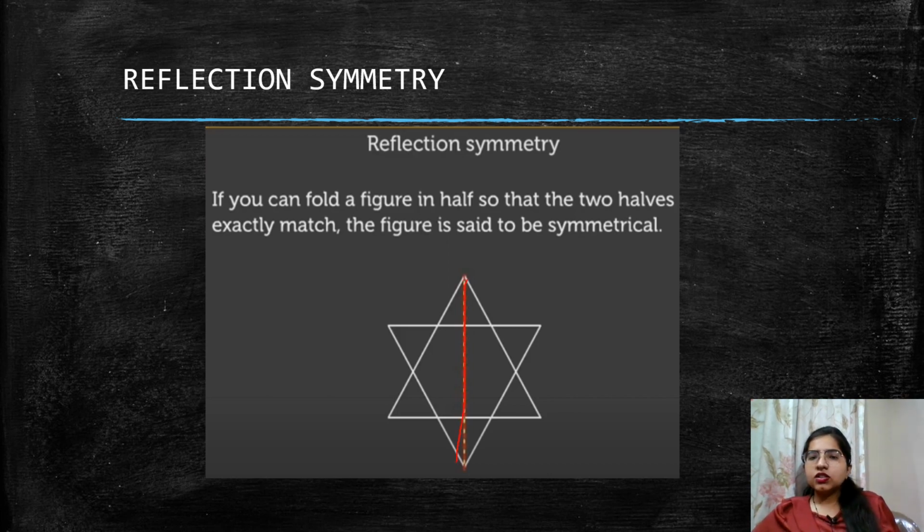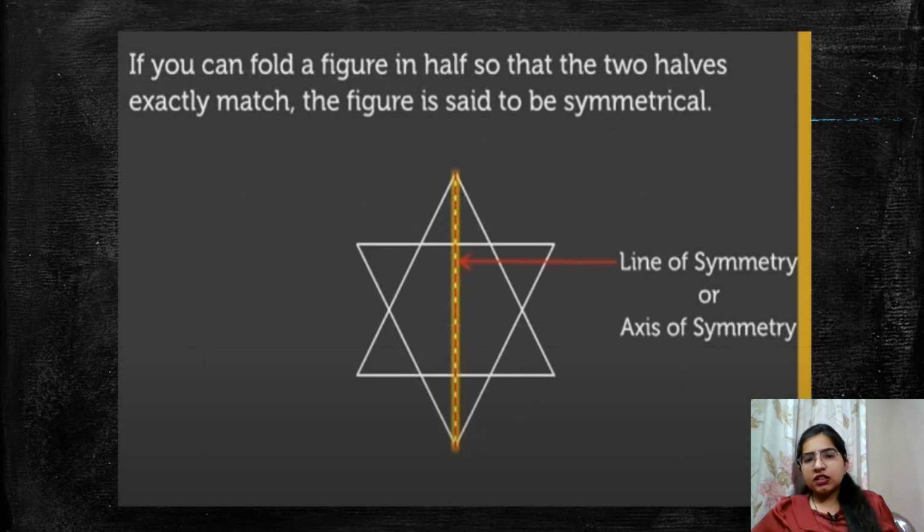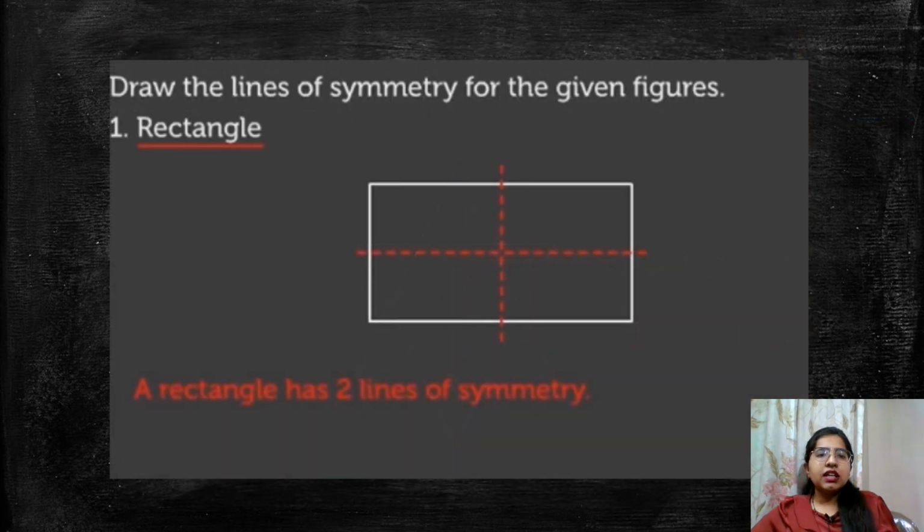This is a line of symmetry, or you can call it an axis of symmetry, because when you fold the figure now, the two halves match each other. Next is, draw the lines of symmetry for the given figure.